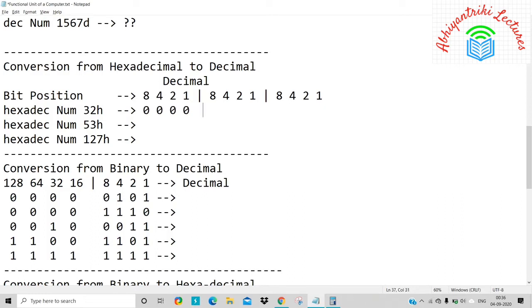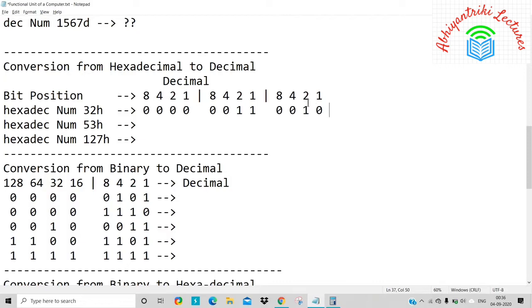How do you convert? Take the first digit of 32. We had 2 digits. Take the first digit, that is 3. Take this 3 and convert it to binary: 0011, and here also 0010. Done. So this is the binary number, right? Now add this. Wherever you see 1, take those positions and add them up.